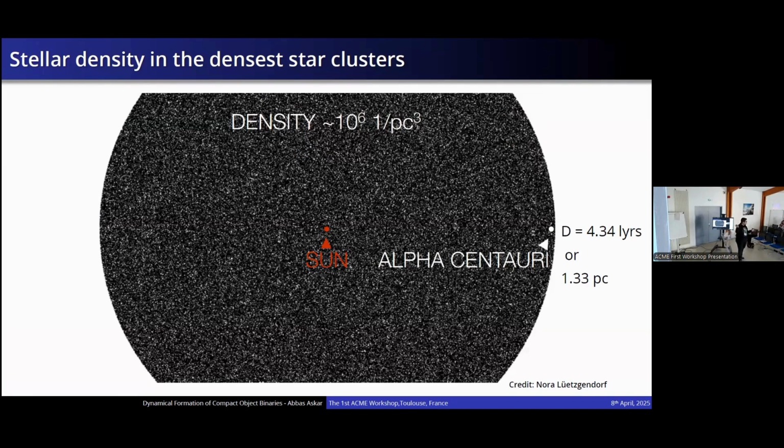So the nearest star to the sun is the Alpha Centauri star system, which is at a distance of about 1.3 parsec. Now imagine if the sun was at the center of a nuclear star cluster or a dense globular cluster, this whole volume would be packed with stars.